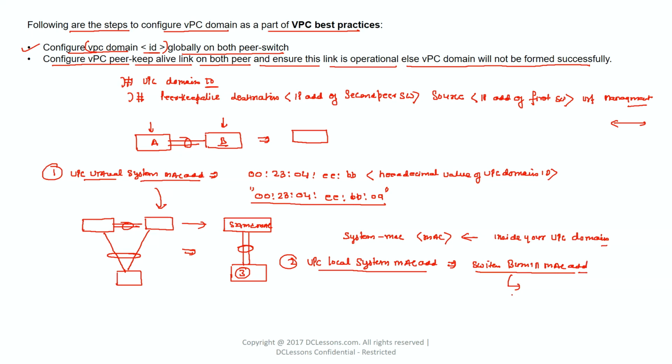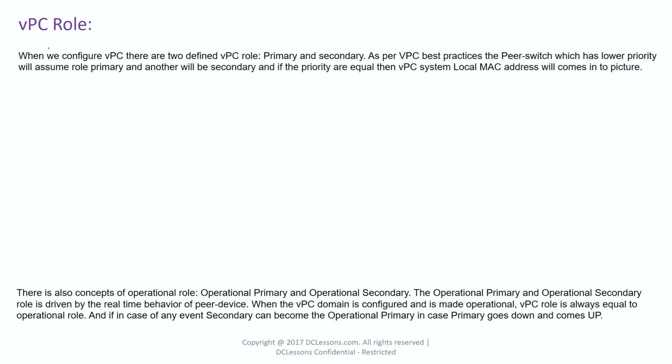Okay, now we will see what a VPC role is. When we configure a VPC, the switches are defined by two VPC roles: one is primary and the other is secondary. As per VPC best practices, the peer switch which has the lower priority will assume the primary role and the other switch will be secondary.